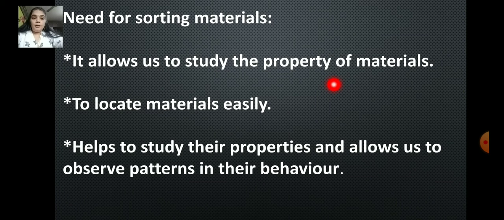And why do we sort? It allows us to study the properties of materials, to locate the materials easily, and helps us to observe the patterns in their behaviors.